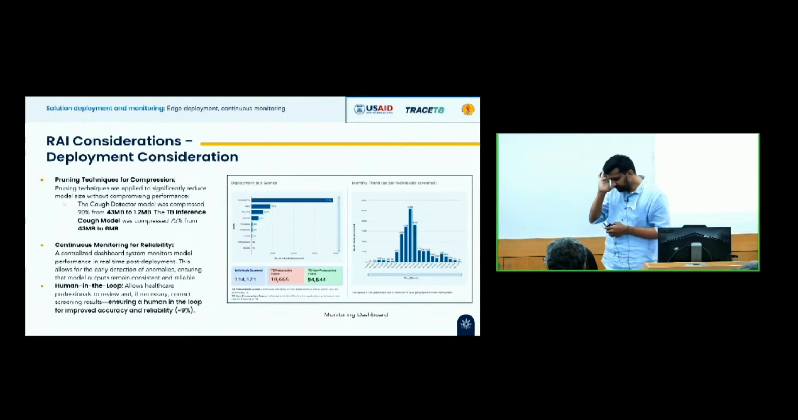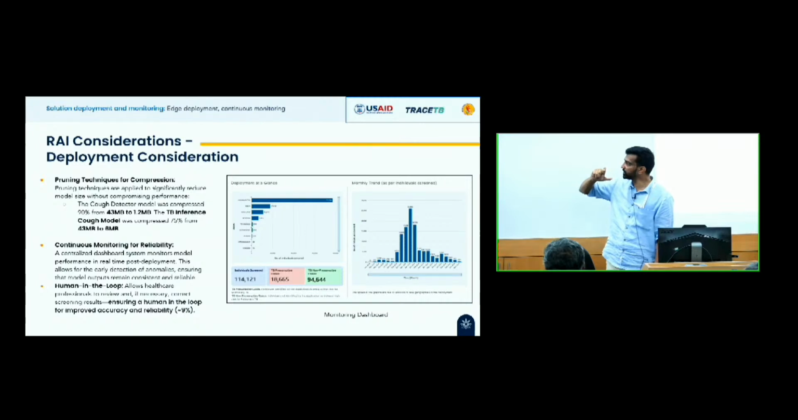Other responsible AI considerations while deploying: like I said, you might not have good internet connectivity in a state like Nagaland, especially in the rural areas. So we had to bring down the model sizes. The model has two parts. One is a cough detector and one is the model which I showed before. I didn't talk about the cough detector model.